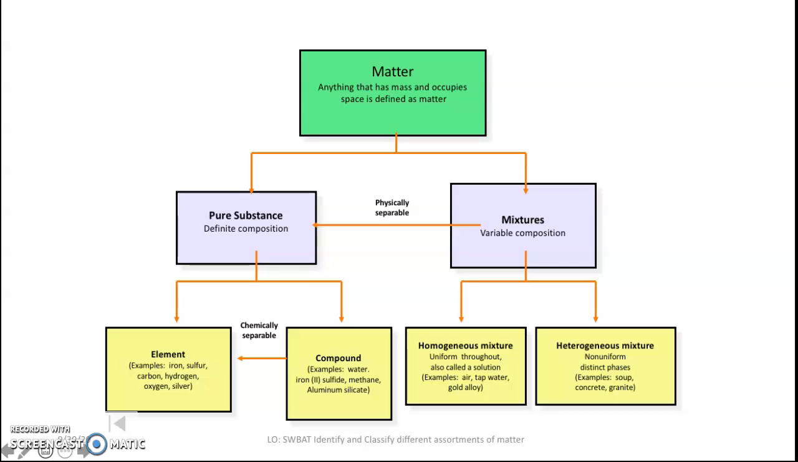All right, so these are the different classifications of matter, right? We have pure substances, we have mixtures. We can break pure substances up into compounds and elements. While we can't physically separate compounds, we can chemically separate them into elements. And then we have mixtures, which we can physically separate, with homogeneous and heterogeneous mixtures.